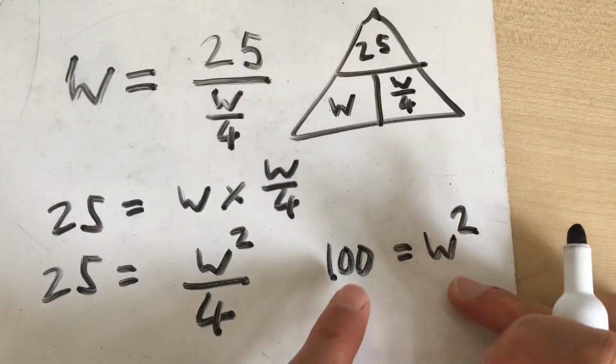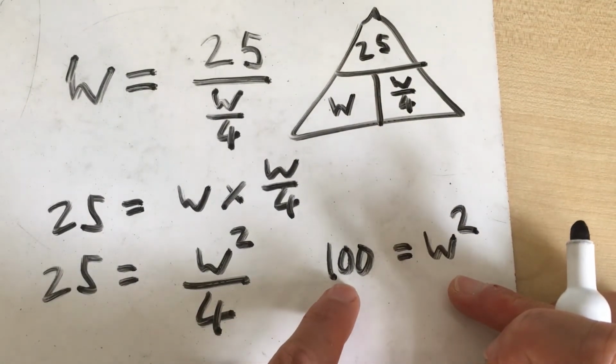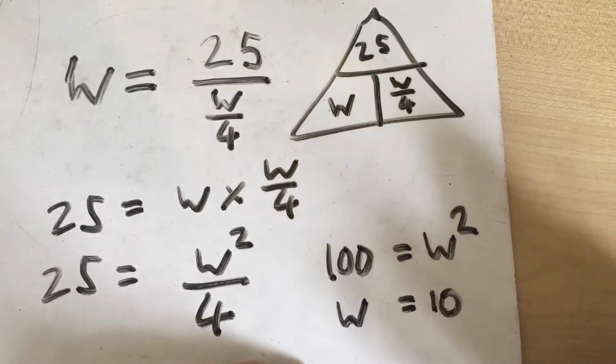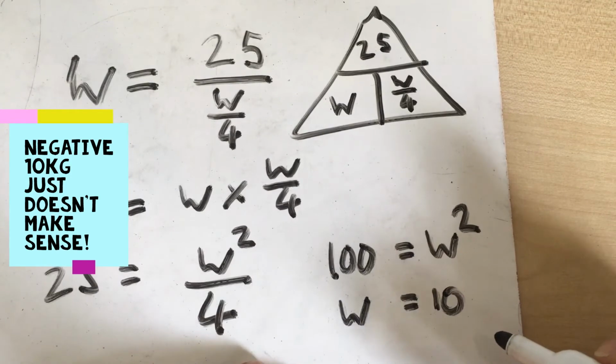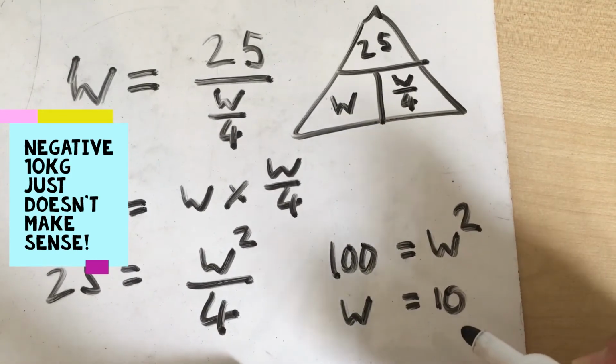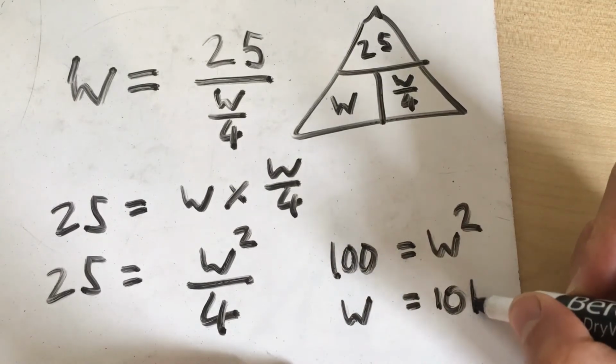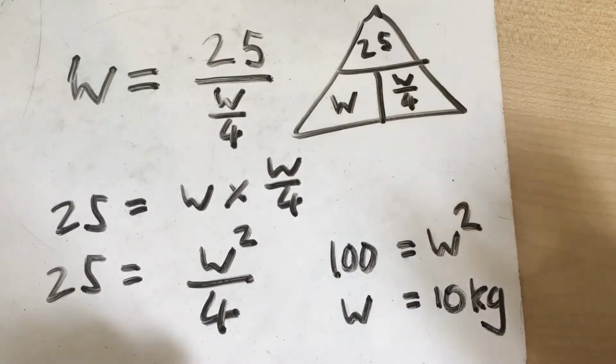So if W squared, or the square of W, is 100, it must mean that W equals 10 or negative 10. But in the context of the question, 10 is the more sensible answer. So W, the weight of my bag, equals 10 kilograms.